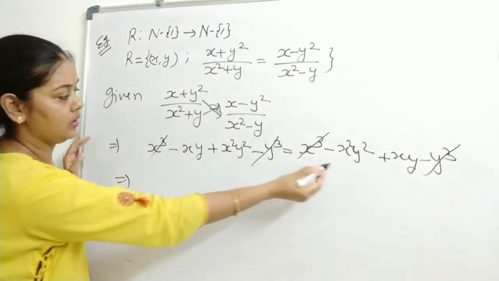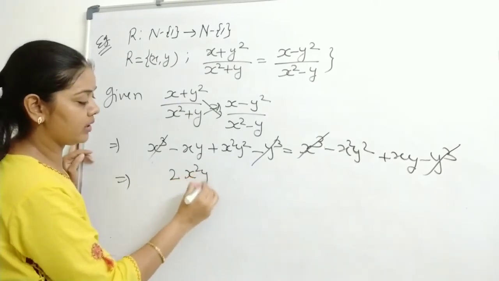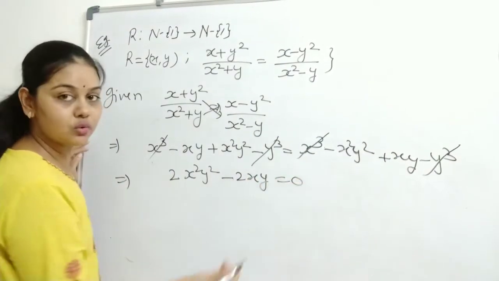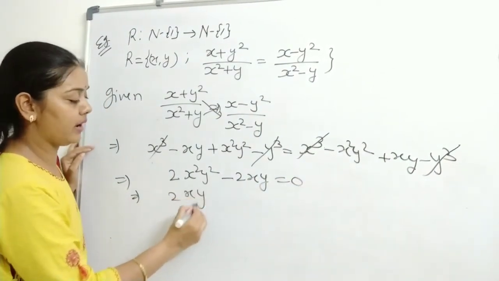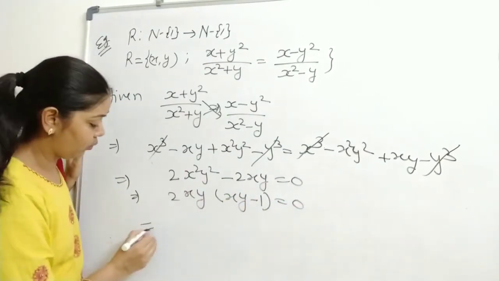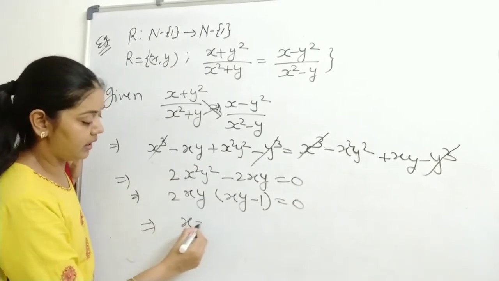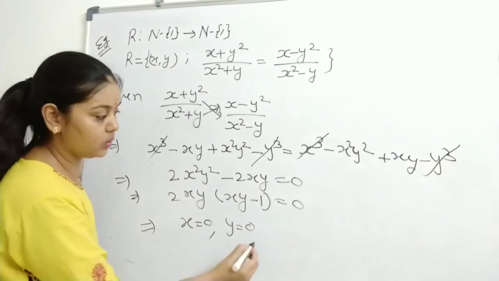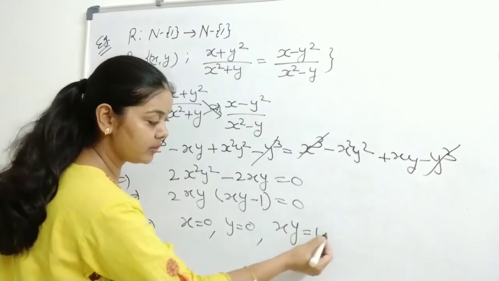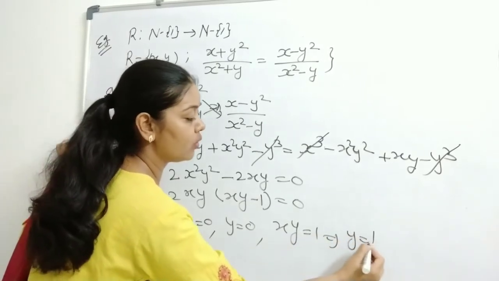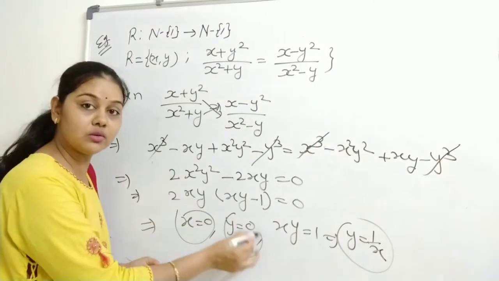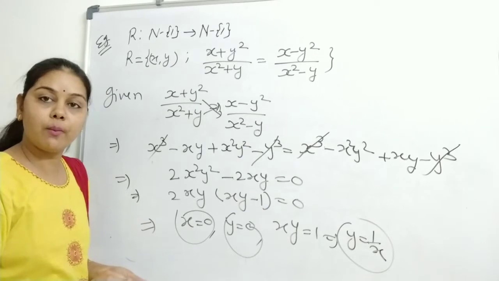What we get? We will get 2x²y² − 2xy = 0. So 2xy(xy − 1) = 0. What will I get? I am getting x = 0, y = 0, and xy = 1, which means y = 1/x. I am getting three conditions: x = 0, y = 0, y = 1/x.